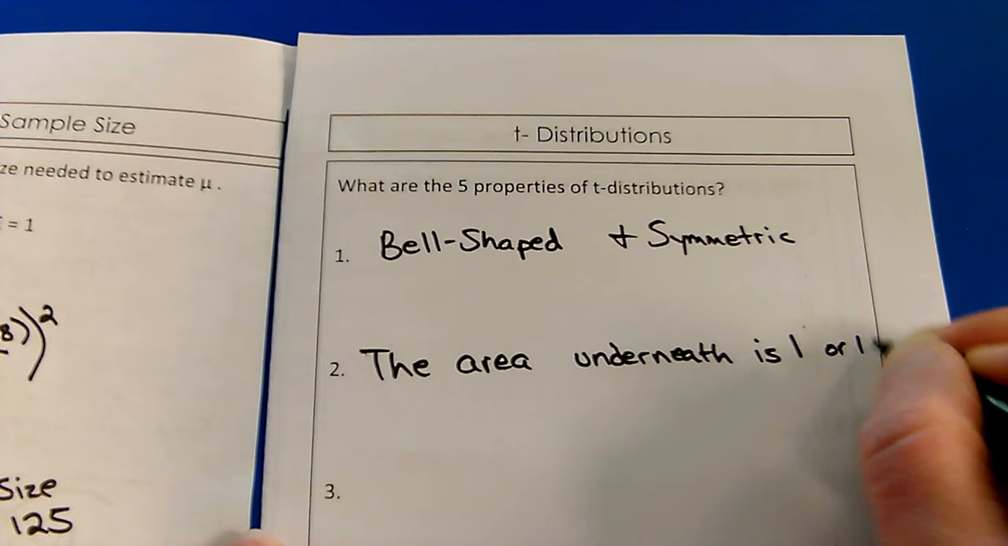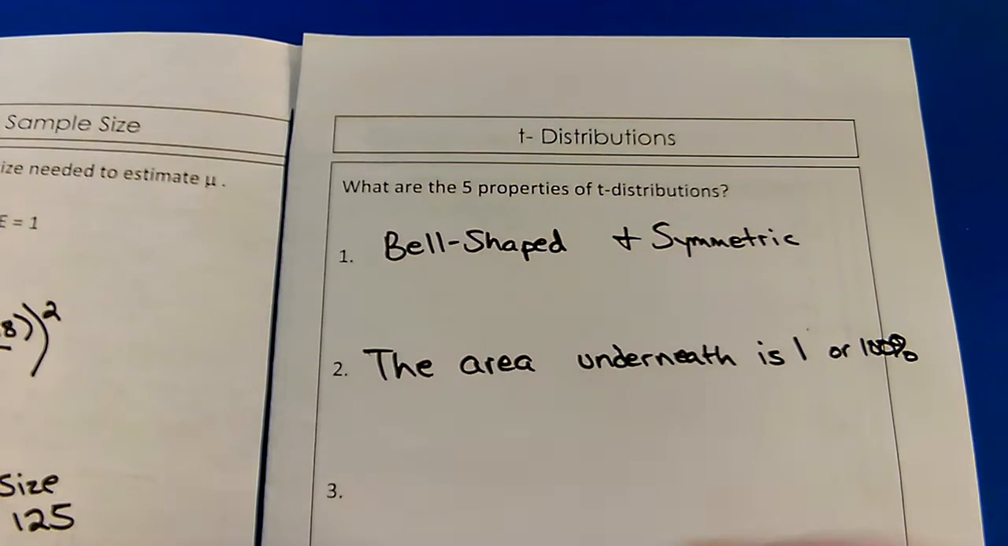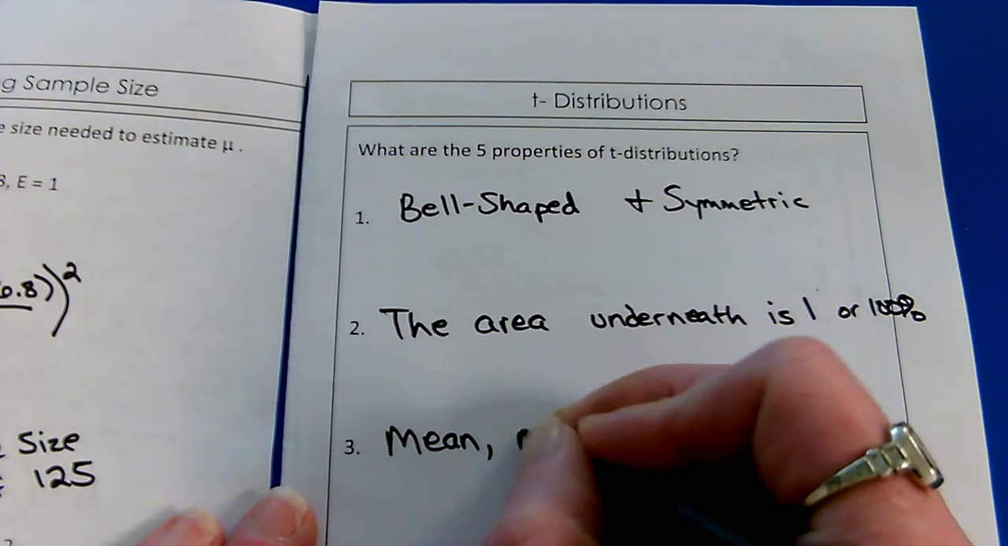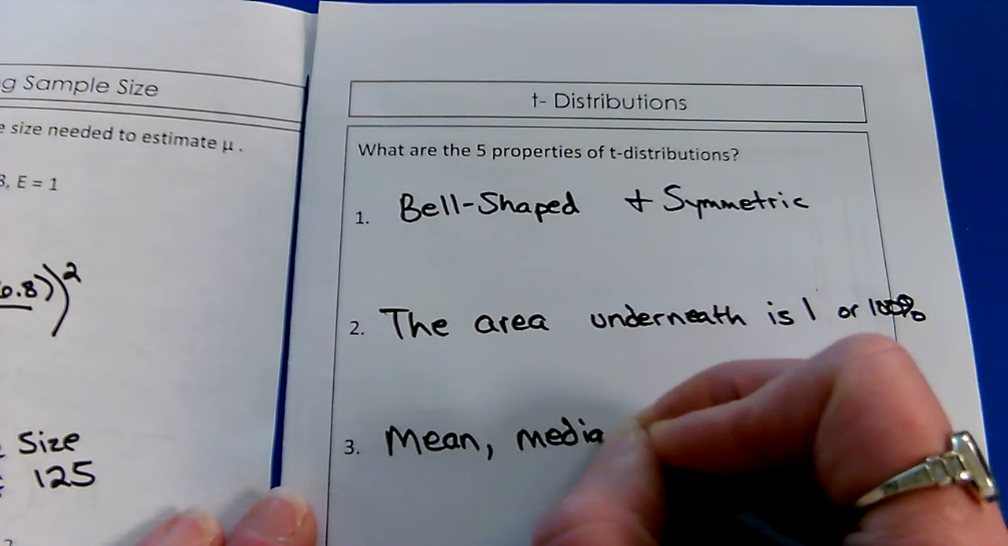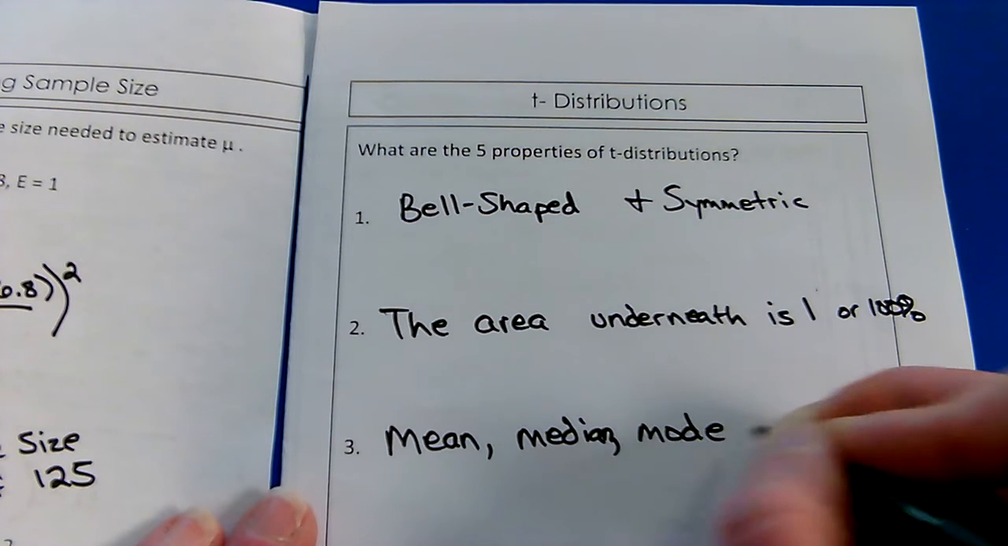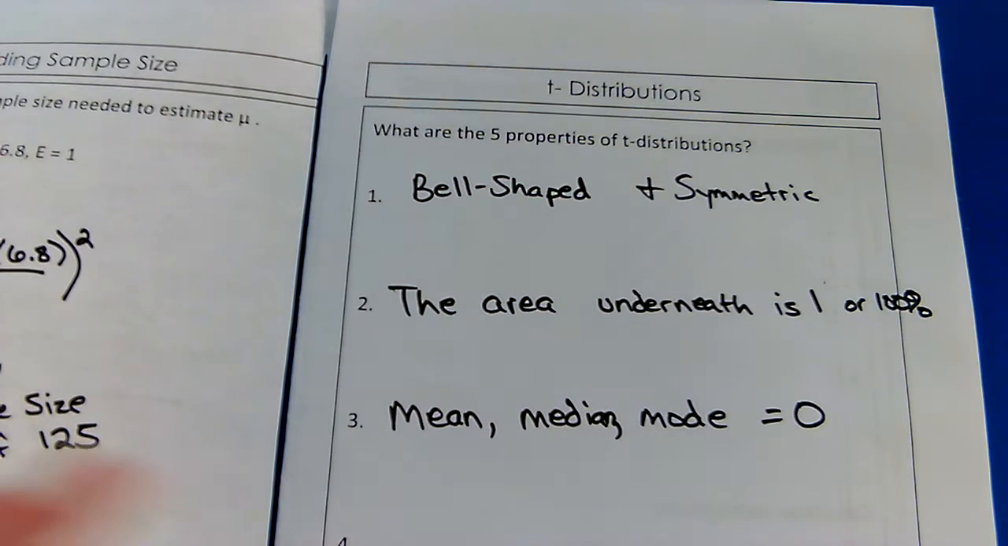is 1 or 100%, same as a normal distribution. The mean, median, and mode equal 0. Oh, that's sounding the same too.